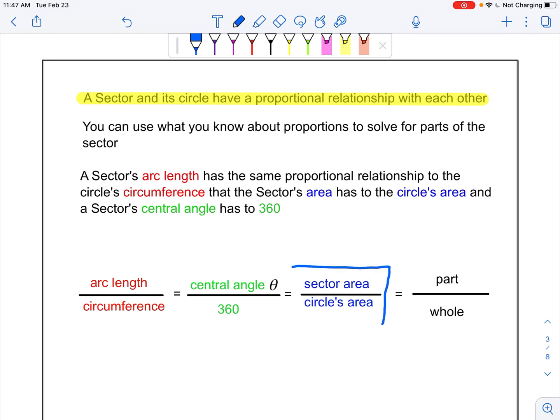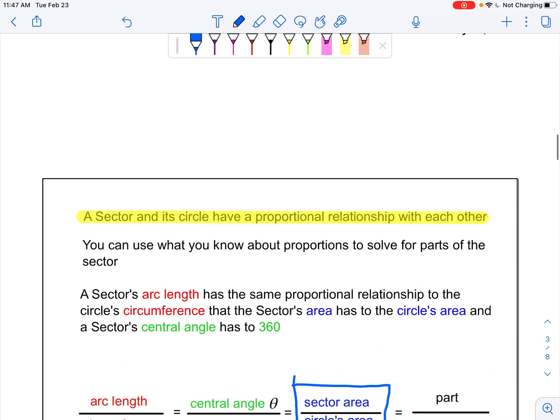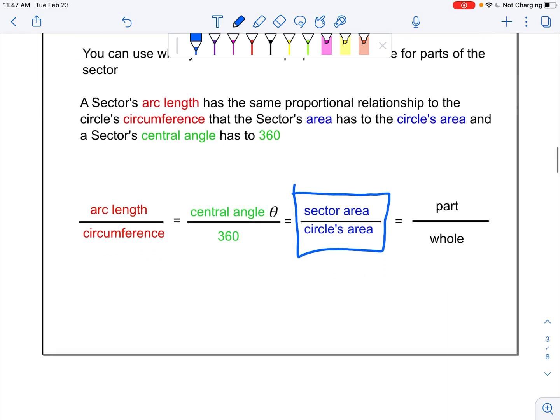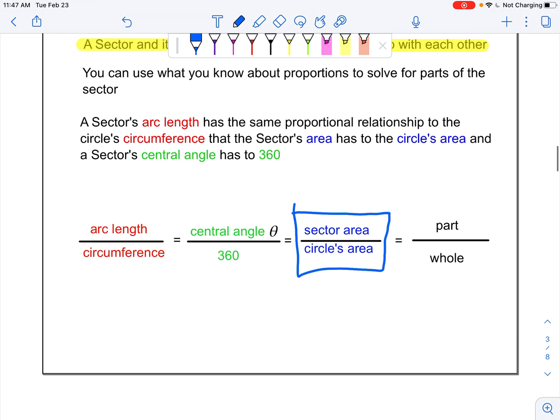So if we have a sector area, in other words, I'm just going to scooch back up here. If we have the inside of this, we actually have a part of the circle area. So here's your part and your whole. We have part of the circle area, and the whole would be the circle area. So sector area is the part, circle area is the whole.